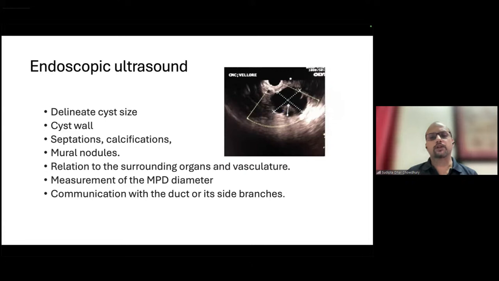The primary purpose of endoscopic ultrasound is to delineate the cyst size, to characterize the cyst wall, identify septations and calcifications, look at mural nodules, the relationship of the cyst with the adjacent organs and vasculature, communication with the MPD, and measurement of the MPD diameter.